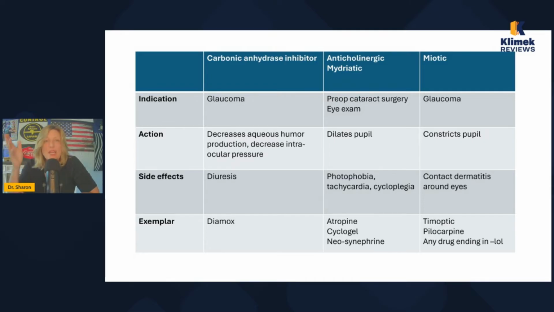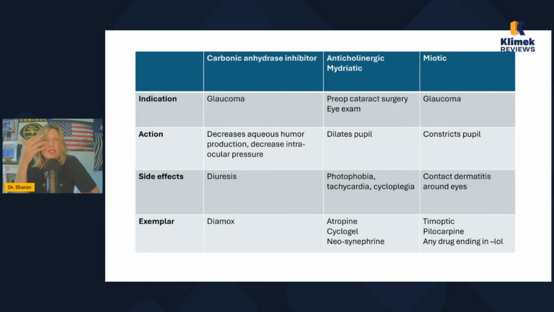Okay, so why would we want to dilate the eye? Well, we want to dilate the eye if we want to be able to see to the back of the eye. And so examples of an anticholinergic or a mydriatic are atropine, cyclogel, or neosynephrine. So these are 3 exemplar drugs.